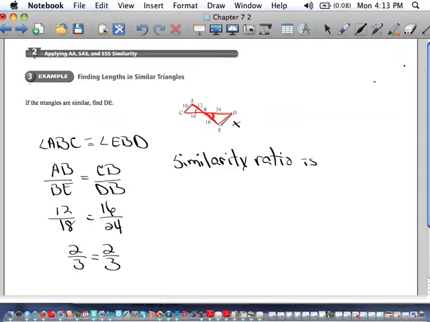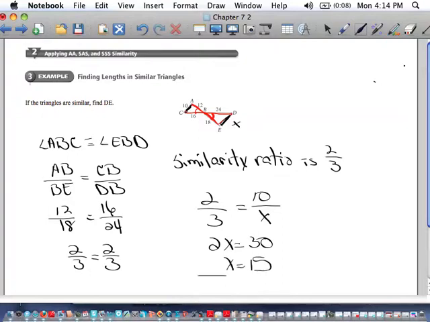is 2 to 3. So I can use my similarity ratio, 2 is to 3, to compare the side that I have, 10, is to the side that I don't have, X. So 2x equals 30, so x equals 15. And that's the length of DE equals 15.